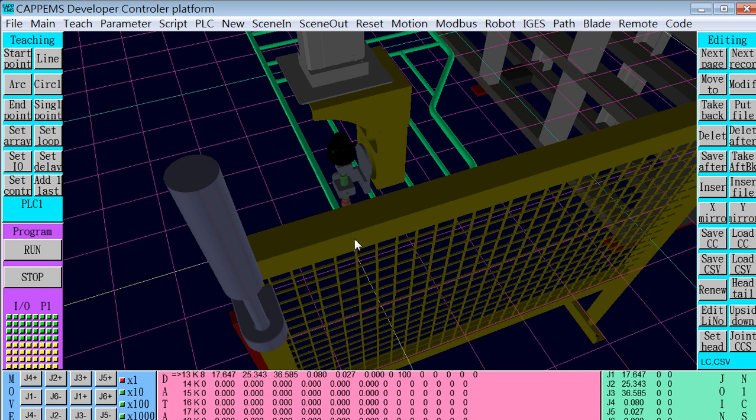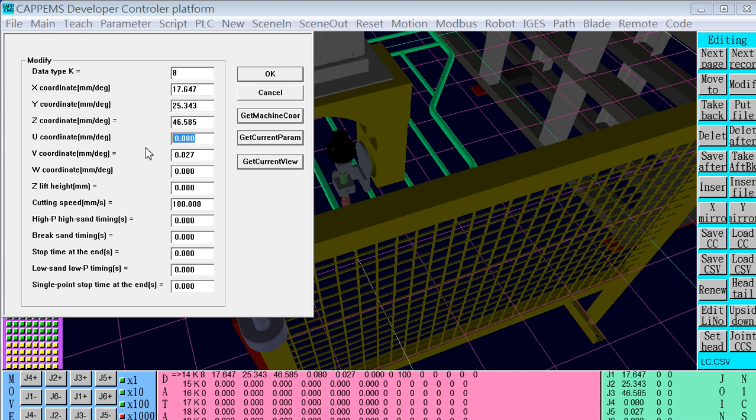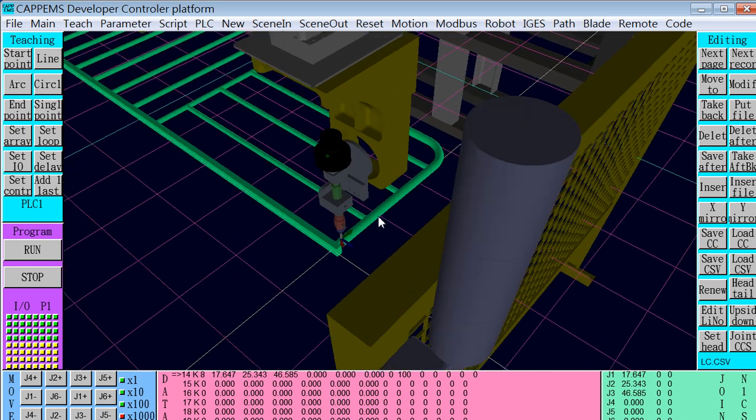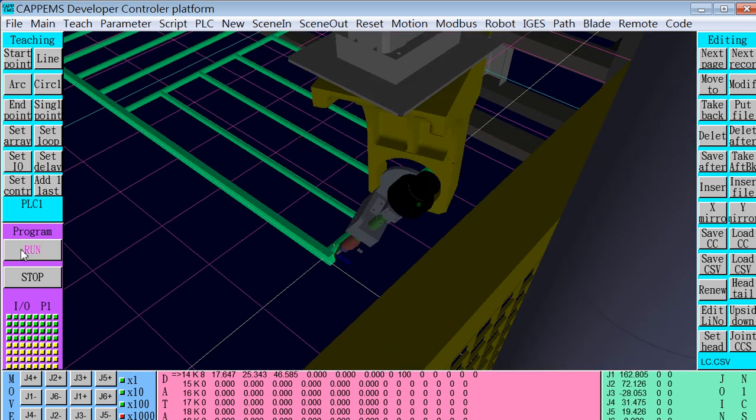And lift to the fastest speed. J3 plus 1, lift and line. Change this small variance of J4 and J5 by using modify. U0, V0. Okay, that's it. And run. Have a look.